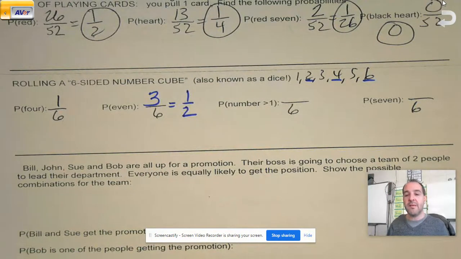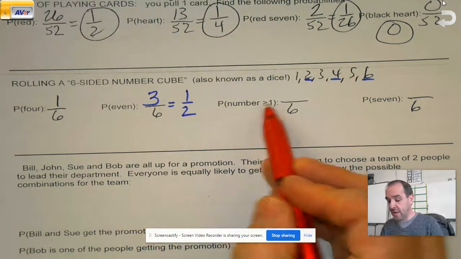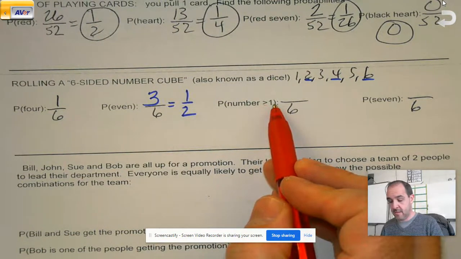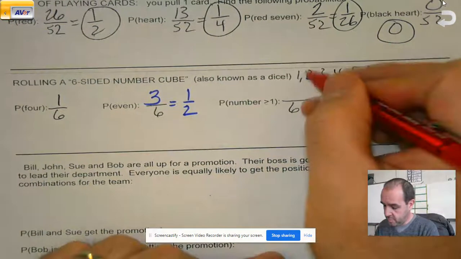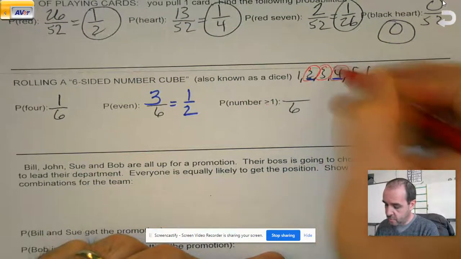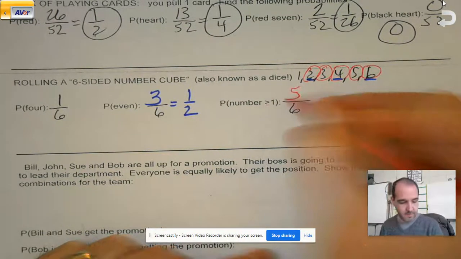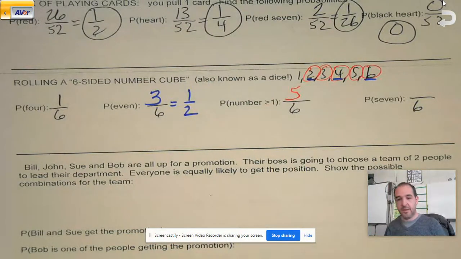The probability of getting a number greater than 1. Okay? If it's pointing at 1, it'd be greater. If it was being eaten by the 1, it'd be less than. So a number greater than 1: 2 is greater, and 3, and 4, and 5, and 6. 5 out of 6. And finally, another one of our favorites, the probability of getting the number 7.